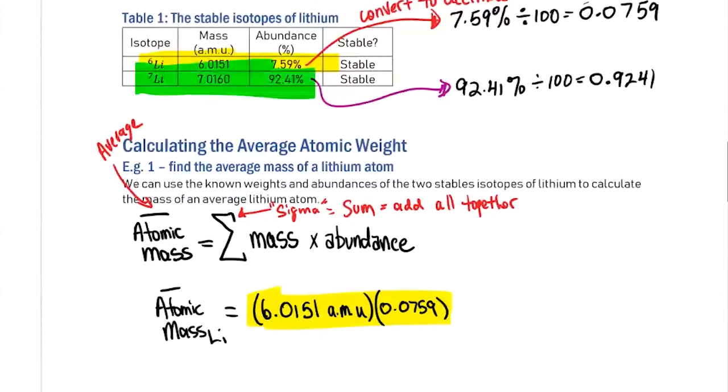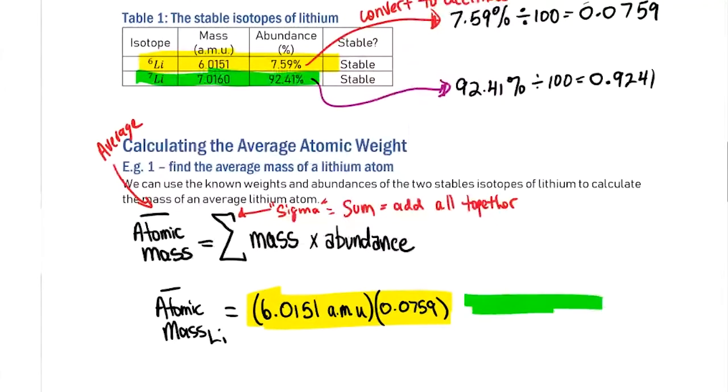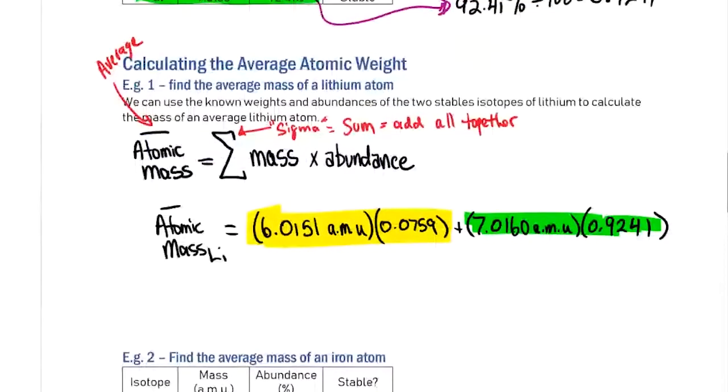Then for lithium-7, we can put those numbers here. And remember what we do with each individual isotope? We just add them all together. Lithium-7 has a mass of 7.0160 atomic mass units. And it is 0.9241 in abundance, which means 92.41% abundance.